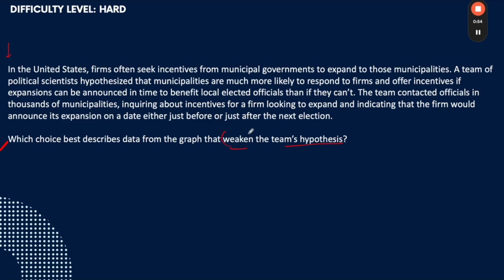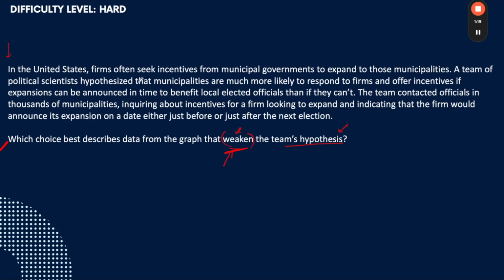So remember, this is weaken. A lot of students miss out on this particular word, and you can definitely go wrong with your option selection as well, right? So do not miss out on such an important detail. Here we are supposed to weaken the team's hypotheses. Now, to understand what the team's hypothesis is, we have to read the text. Let's go ahead and read the text.